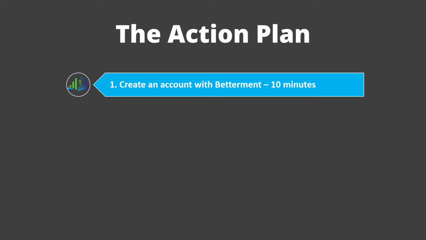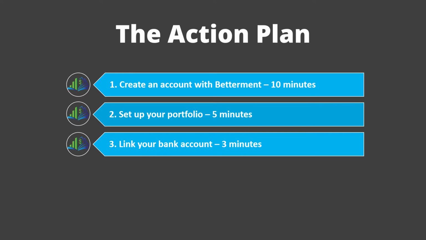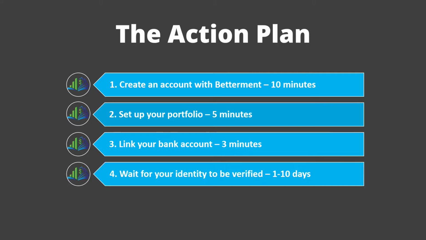Step 1 is we're going to have you create an account with Betterment. That'll take us maybe 10 minutes. Step 2, you're going to set up your portfolio. That's maybe 5 minutes. Step 3, you'll link in your bank account so that you can transfer money in later. That'll take you a couple minutes. Step 4, you have to wait a few days for your identity to be verified. This is for federal regulations and safety and money laundering and stuff like that. So you have to wait a few days.